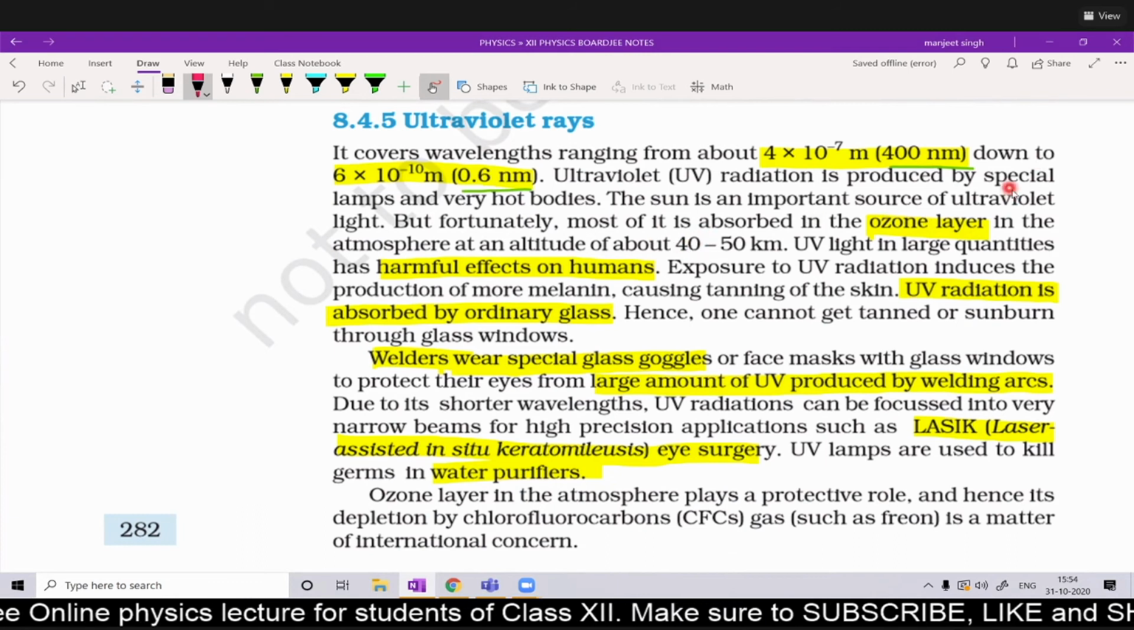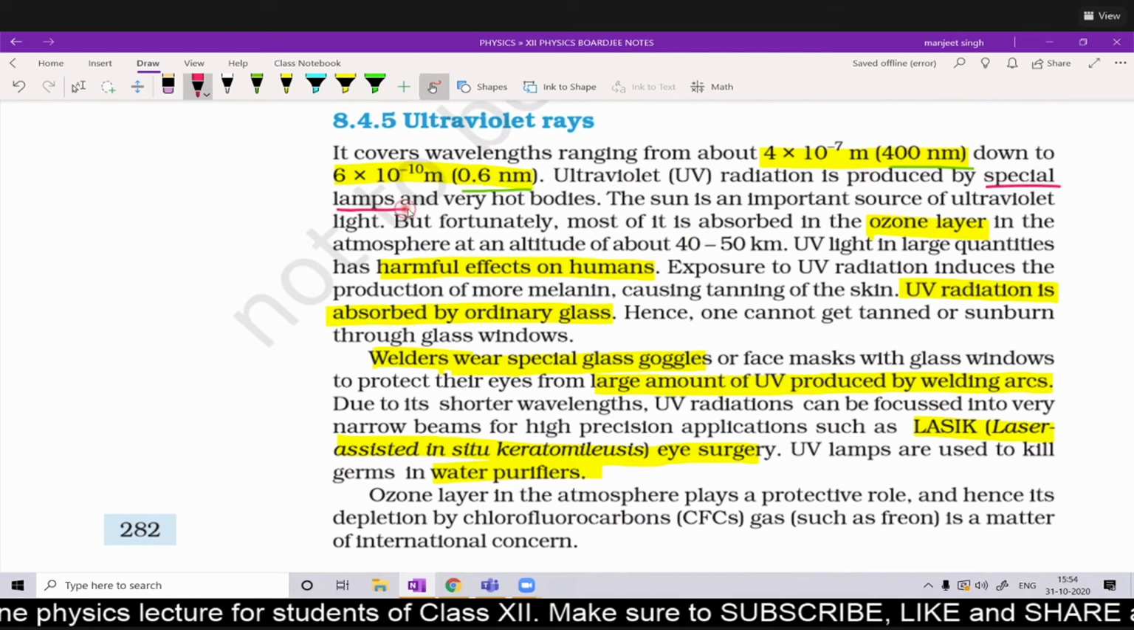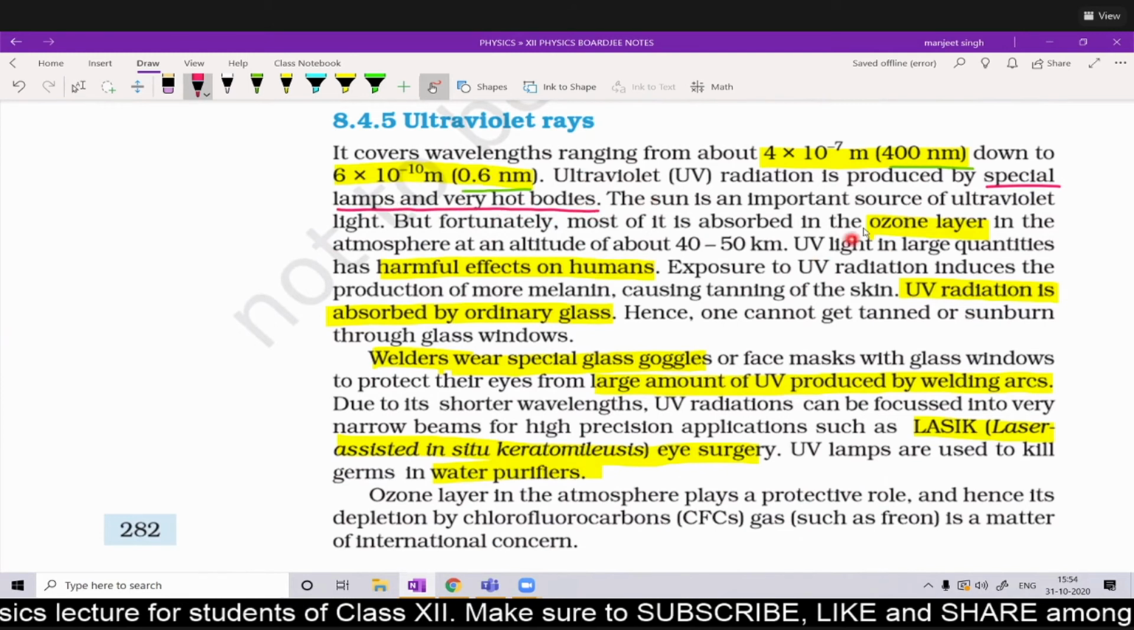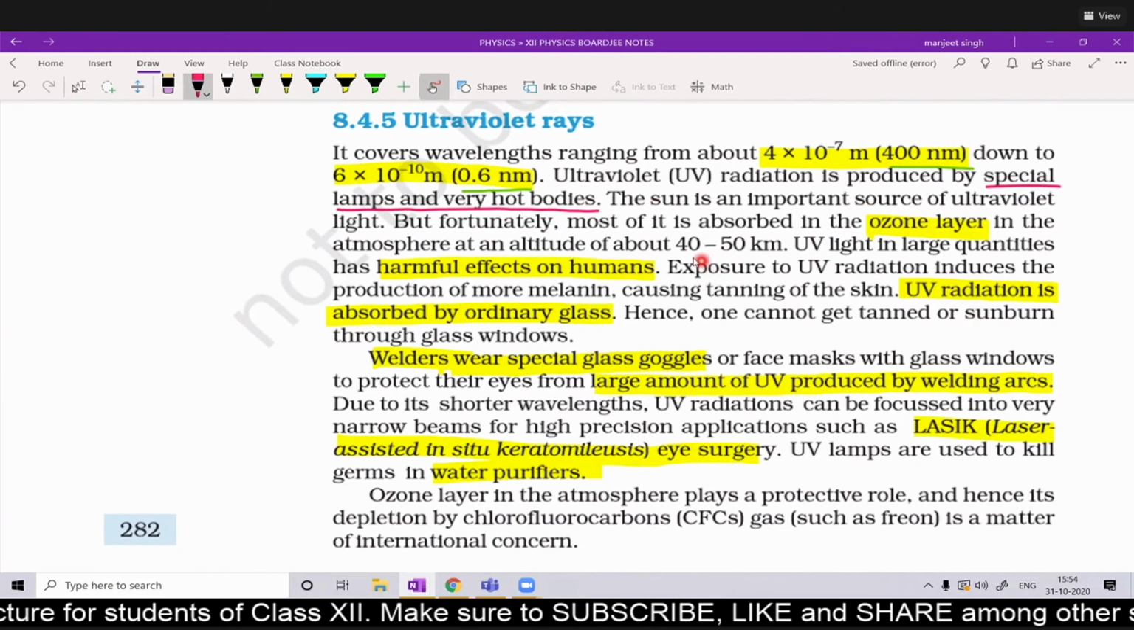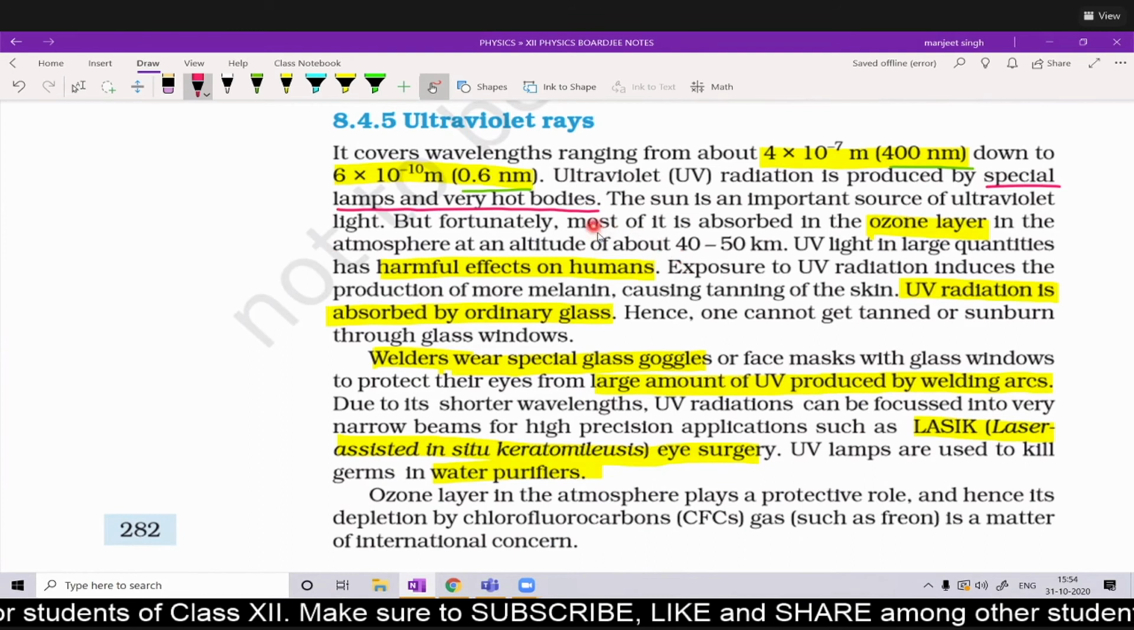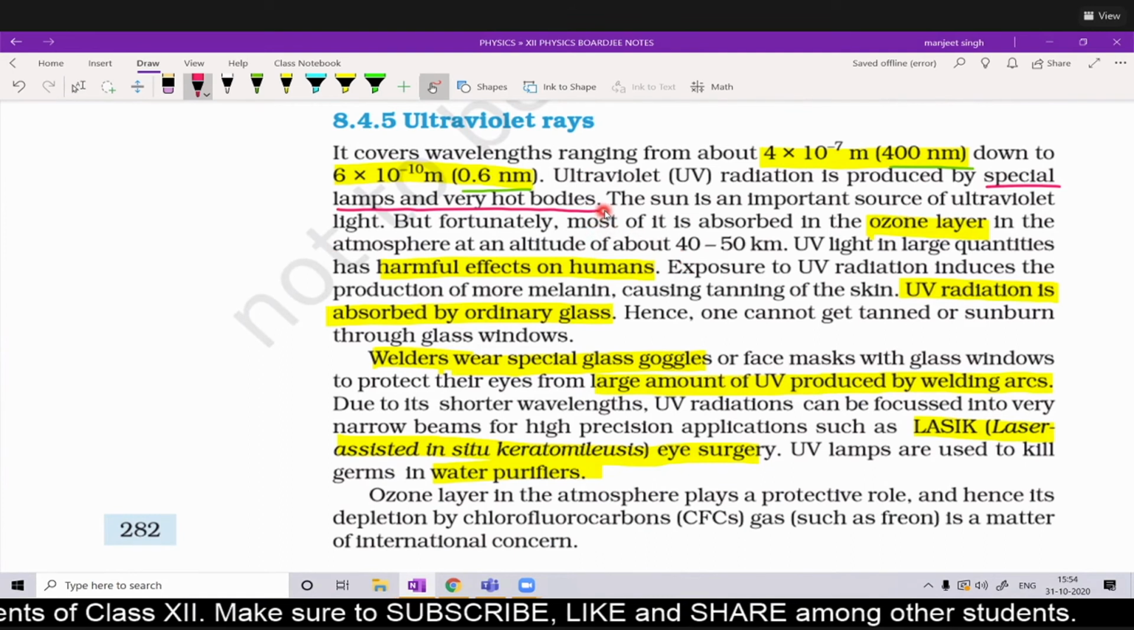Now these are produced by special types of lamps and very hot bodies. Somewhere ultraviolet rays are used. Now ultraviolet rays are very harmful for the human body. They can even cause cancer.